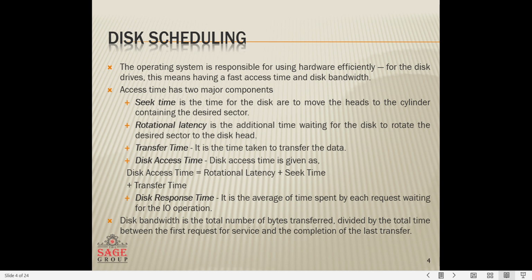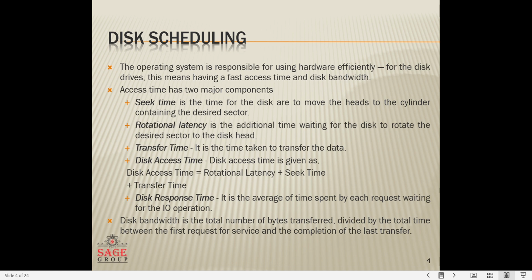The access time has two major components: seek time and rotational latency. Transfer time and disk access time. Seek time is the time for the disk arm to move the heads to the cylinder containing the desired sector. Rotational latency is the additional time waiting for the disk to rotate the desired sector to the disk head. The transfer time is the time taken to transfer the data, and the disk access time is equal to rotational latency plus seek time plus transfer time.